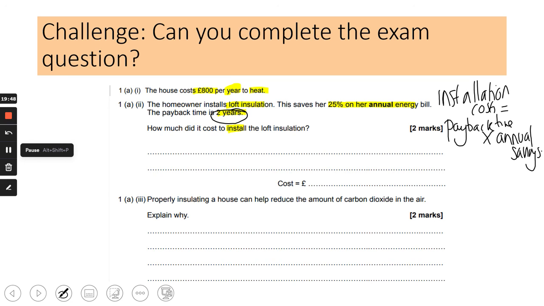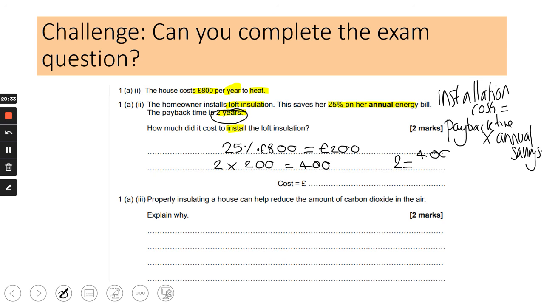And it says here that it saves 25% of her annual energy bill. And we know that her total is 800. So we need to find 25% of £800, which is going to equal £200. So then we can substitute our values. So payback time is 2 years times 200 equals 400. And to check that we've got this right, we can put it back into the equation. So payback time, 2 years, should equal 400 divided by 200, which it does. So here we've got the installation cost is £400.